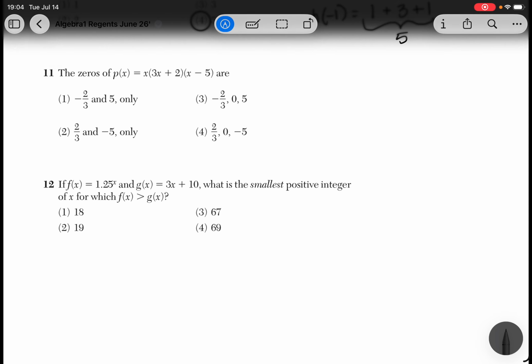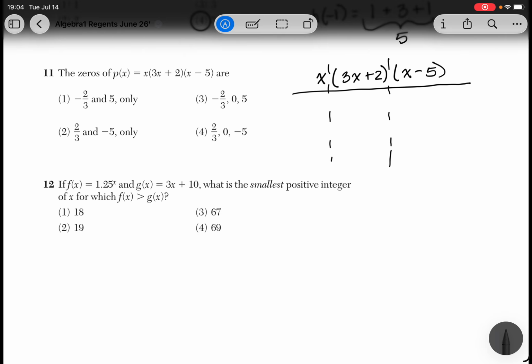Question 11. The zeros of p of x equals x times (3x plus 2) times (x minus 5) are... In a problem like this, we want to split up our expression into 3 parts that can be made into 3 equations. So we have x, 3x plus 2, and then x minus 5. Each time that we're multiplying, we're going to separate that into a new equation. So we should have 3 equations here, which means that we may have 3 answers, but we'll see at the end.